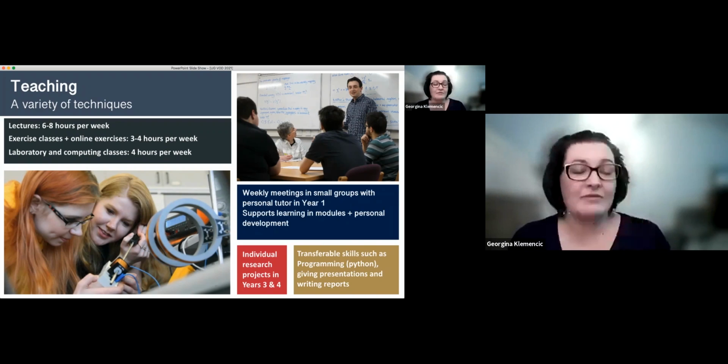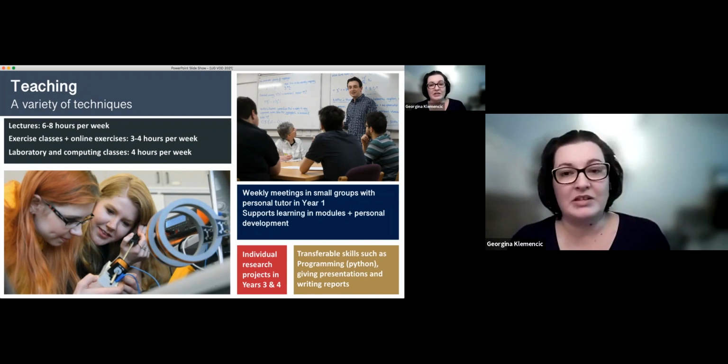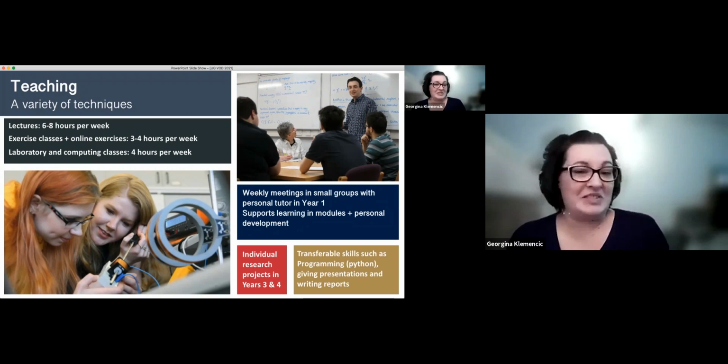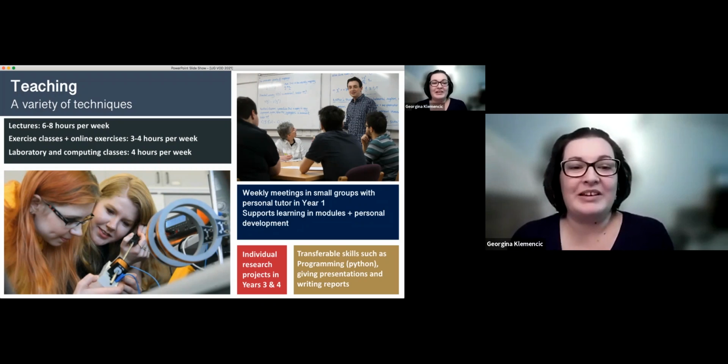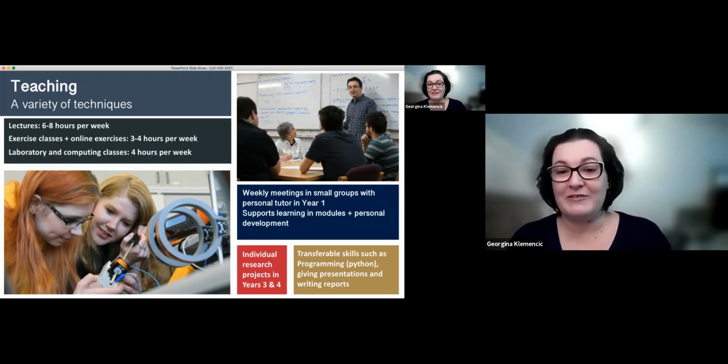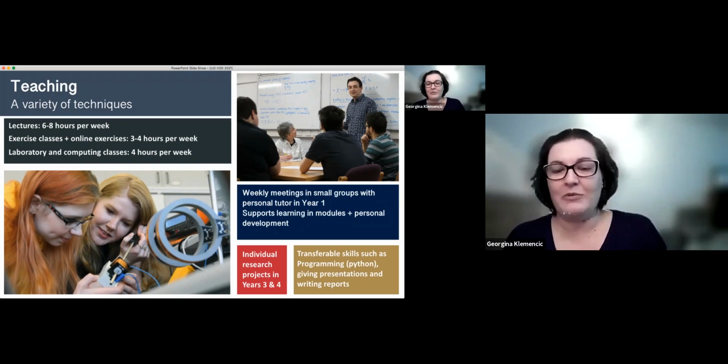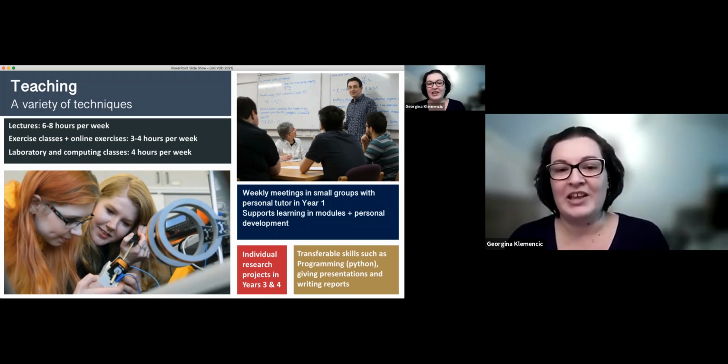And on top of that, there are laboratory and computing classes. So this is physically being in the lab, or learning how to code. In the bottom right there, we teach Python because it is a transferable skill, really, and it's a very popular language for a variety of different industries. Now, I just want to say at this point that there is nothing to be worried about here. We don't expect any prior knowledge of computing.